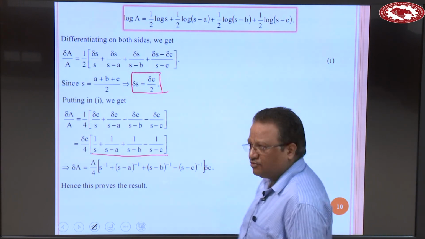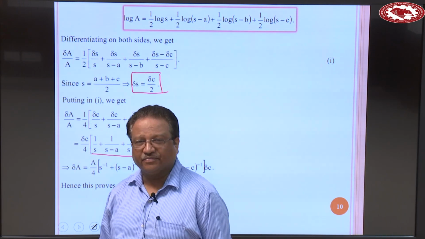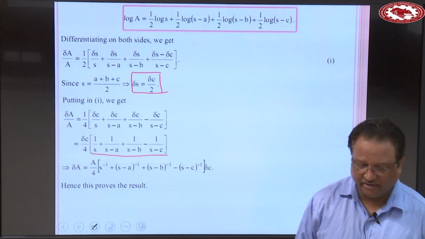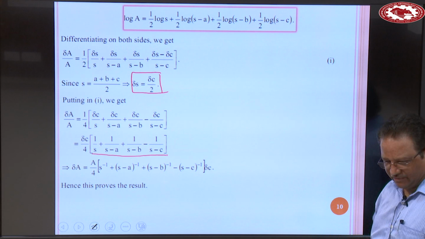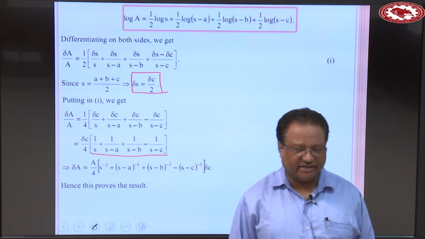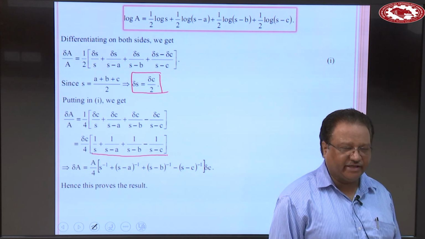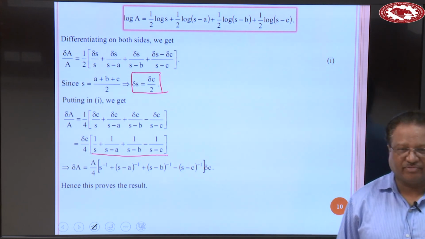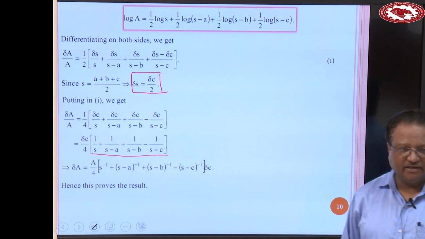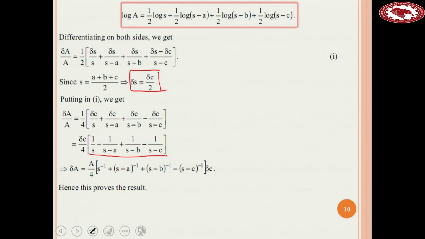So try to solve each and every problem of errors and approximations, and this one is the last question. Next time we will discuss one interesting topic, which you have already studied at plus 2 level: indeterminate forms, okay. So one lecture we will deliver on indeterminate forms.